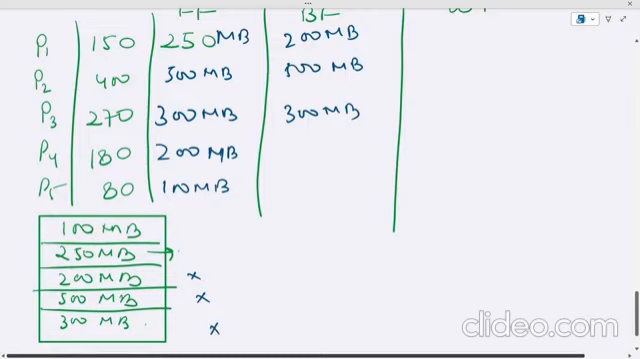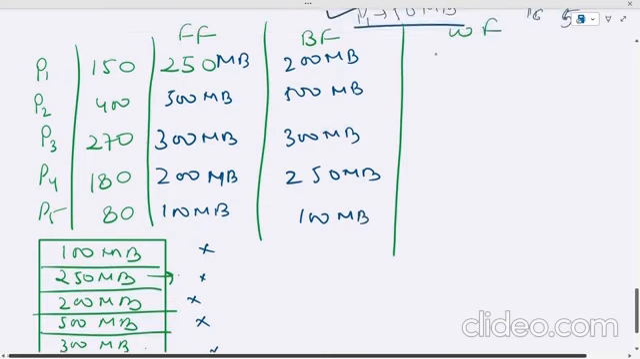P4 is 180. Now two blocks are left, 100 and 250. It cannot reside in the first block, so definitely the second block, the 250 memory space, is allocated to P4. For P5, one block is left, and it is able to be allocated this block. So the 100 MB block is allocated to P5.